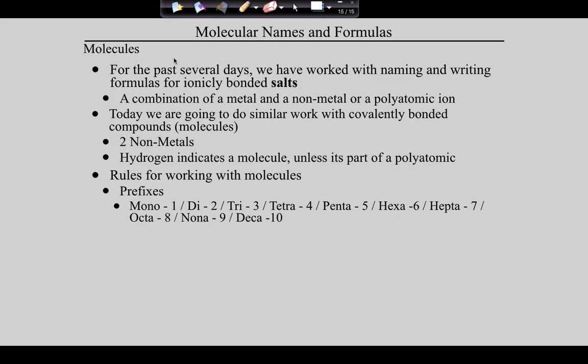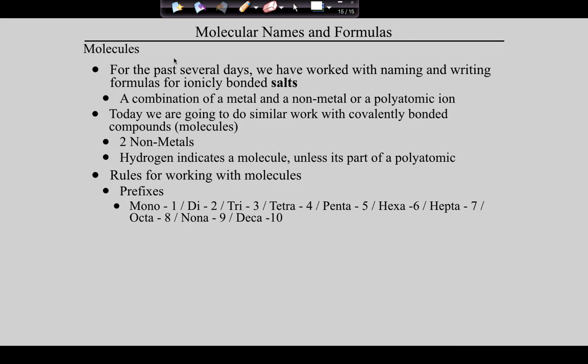You may or may not know hexa is 6. Maybe that's new to you. Perhaps you don't know that hepta is 7, but now you do. I'll bet you know that octa means 8 because we've talked about the octet rule. So octa is 8. Now nona is 9, which you may not know other than nana, kind of sounds like 9.